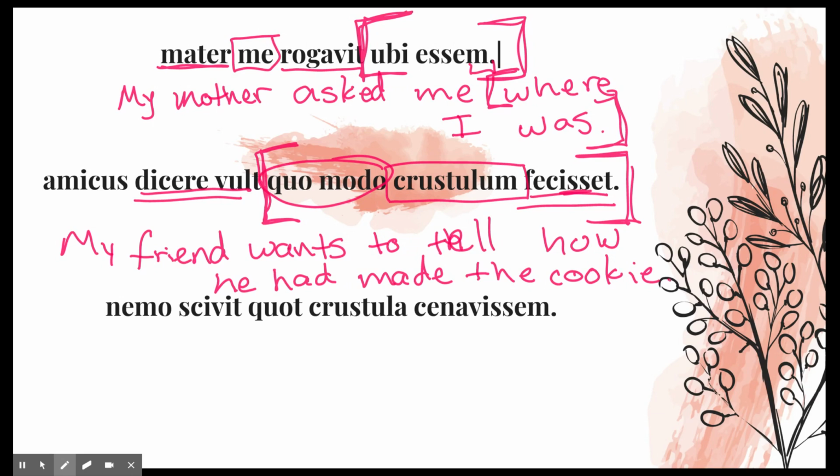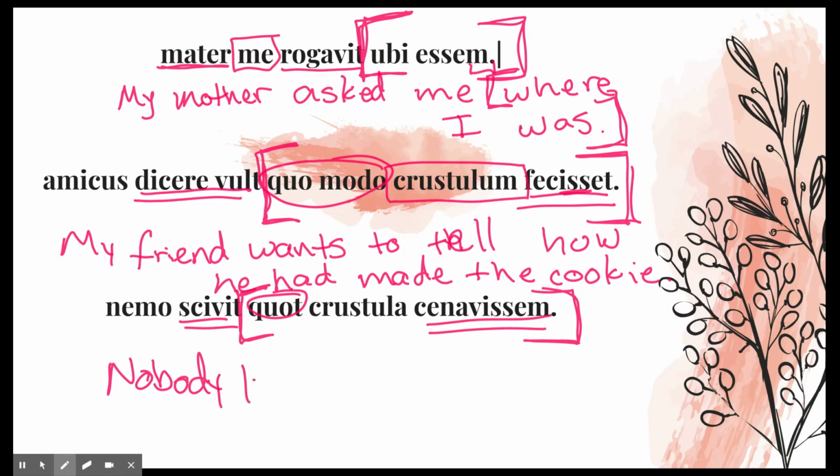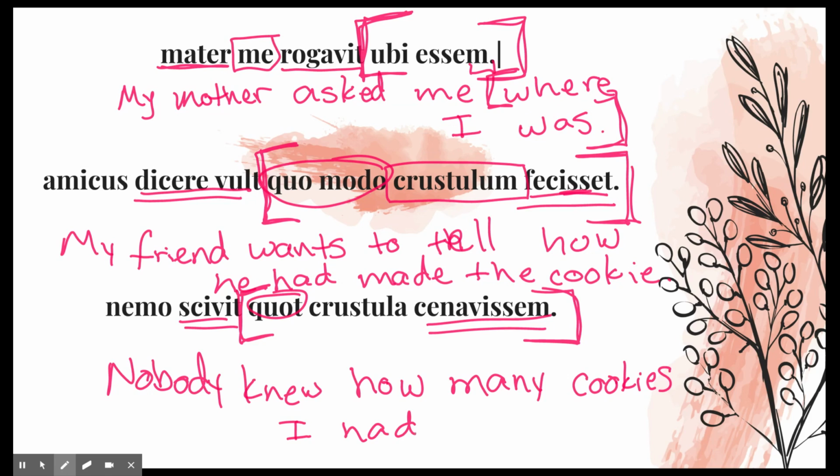And let's do this last one. I see this quot, which lets me know this is a question word, so I'm going to mark this off here. Comedisset, I can clearly see that this is in the subjunctive, so I'm going to mark this off here. And so my main verb is scivit, so nobody knew. Quot, how many cookies I had eaten.